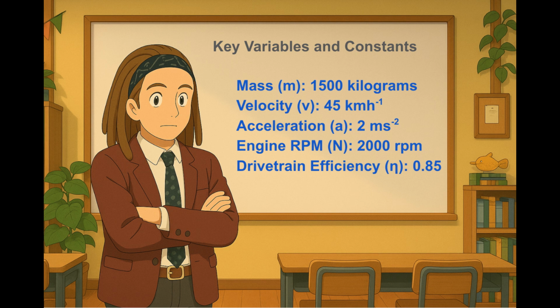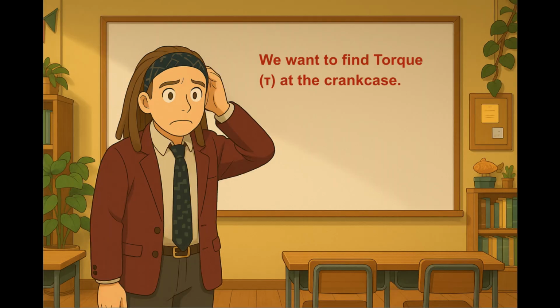Engine RPM, n, 2,000 revolutions per minute. This is the rotational speed of the engine's crankshaft. We'll convert this to angular velocity in radians per second. Drivetrain efficiency equals 0.85. This means 85% of the power generated by the engine actually reaches the wheels. The other 15% is lost due to friction and other factors in the drivetrain. Our unknown is the torque, tau, at the crankcase.